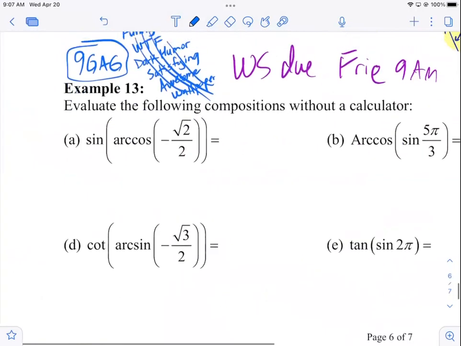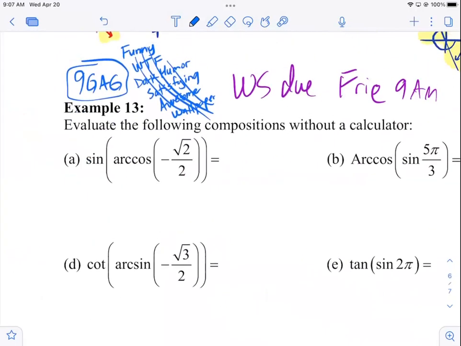Okay. All right. So let's jump to example 13. We're kind of mixing it up now. Watch. Evaluate the following compositions, sans calculator.